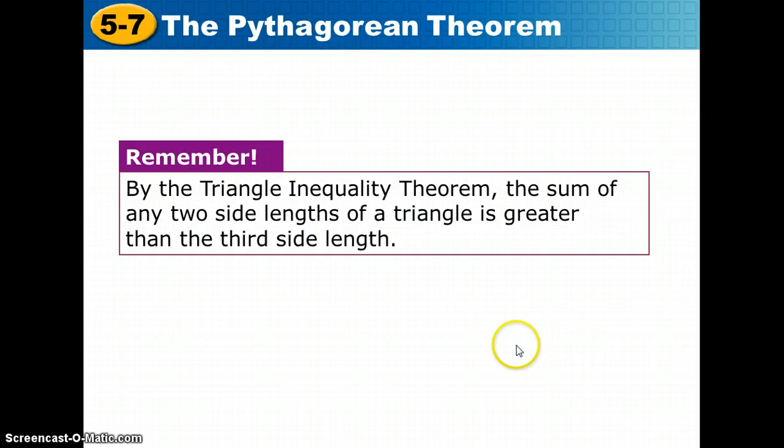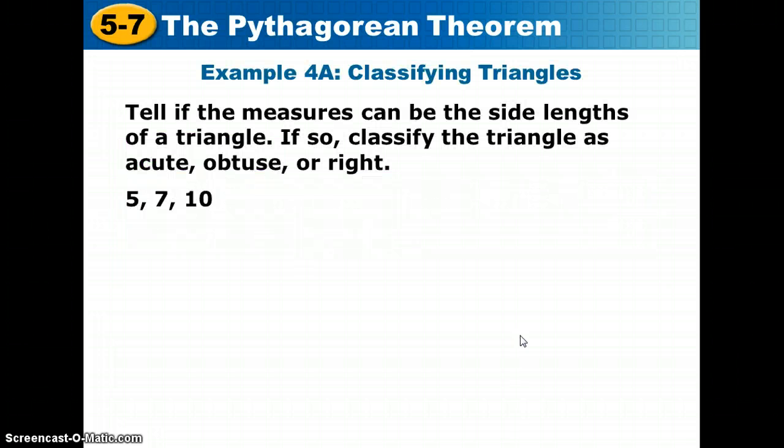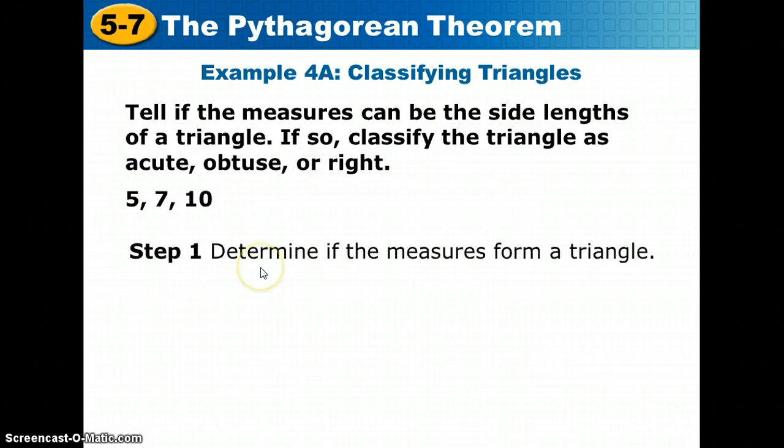By the triangle inequality theorem, the sum of any two side lengths of a triangle is greater than the third side length. We learned that in lesson 5.5. So in example 4, we're going to classify these triangles as either acute, obtuse, or right, but first we have to tell if they are in fact side lengths of a triangle. If they can be side lengths of a triangle, then we can classify. Step 1, determine if the measures form a triangle. Remember, that means the sum of any two must be greater than the third.